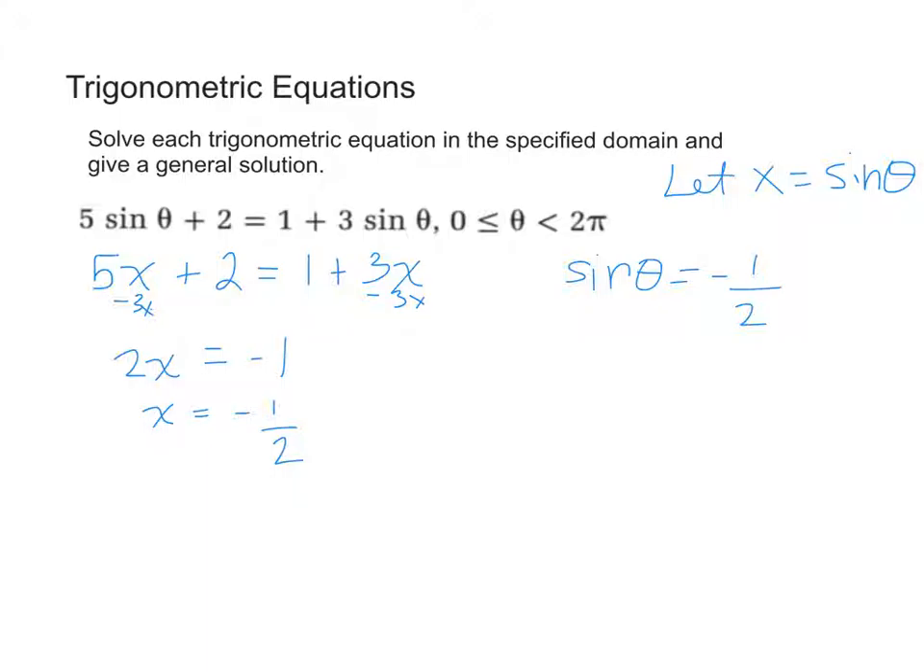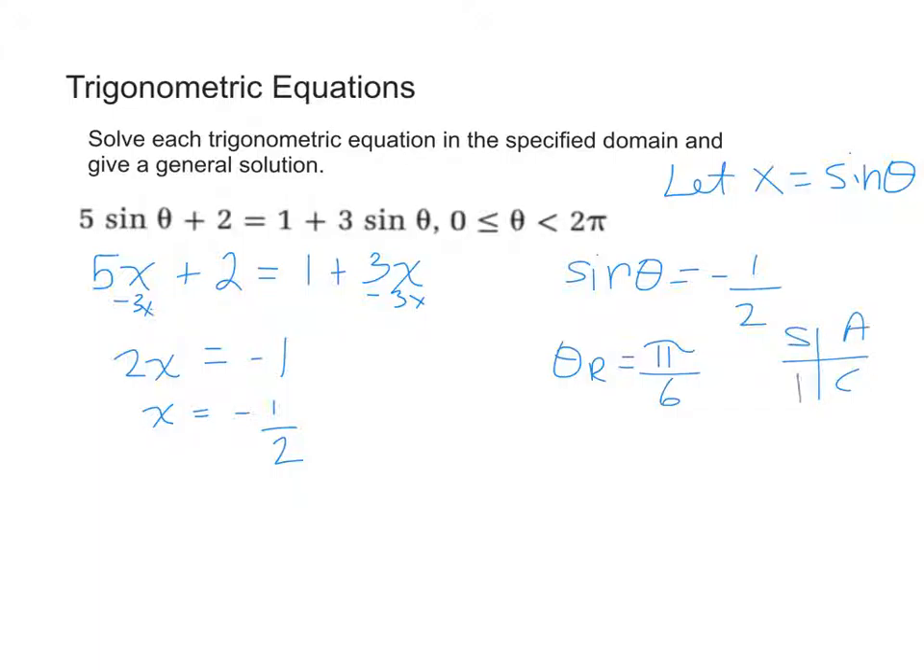Sine theta equals negative 1/2. So we're looking at the 1, 2, root 3 special triangle. Hypotenuse is 2. We want the angle that's opposite the 1 because sine is opposite over hypotenuse. So the reference angle is pi over 6. Reference angle is pi over 6.